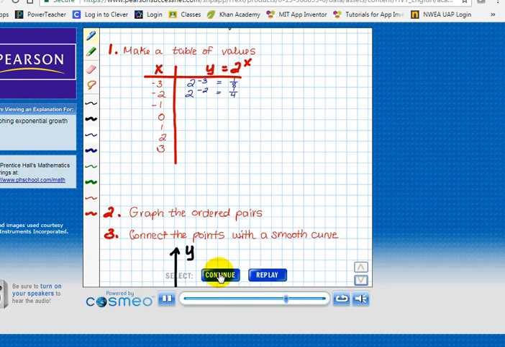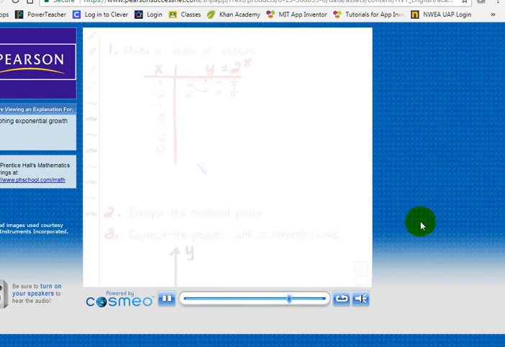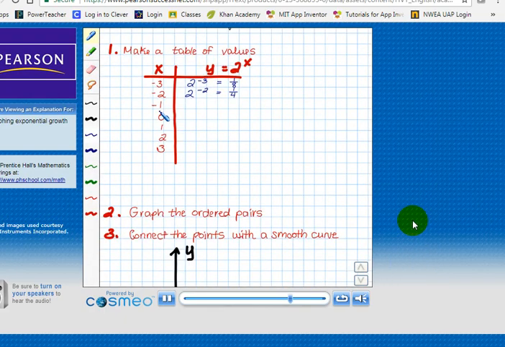So you should have had all these things written in, and then we're going to graph them. So I'll continue the video now. All right, let's see the values that we should have. When x is negative 1, y is going to have a value of 1/2. When x is 0, y will be 1.